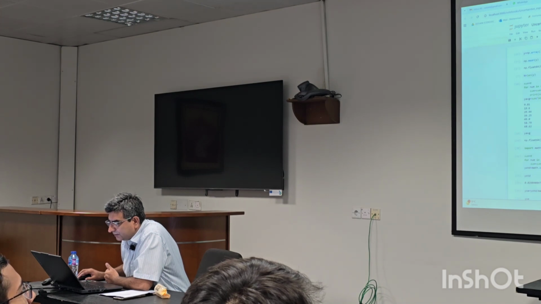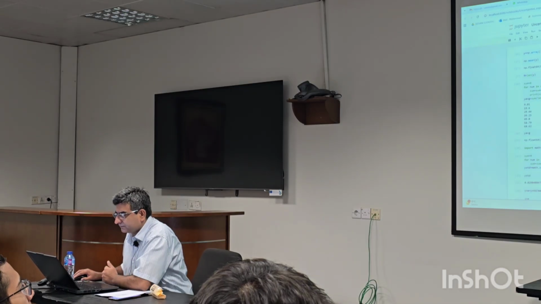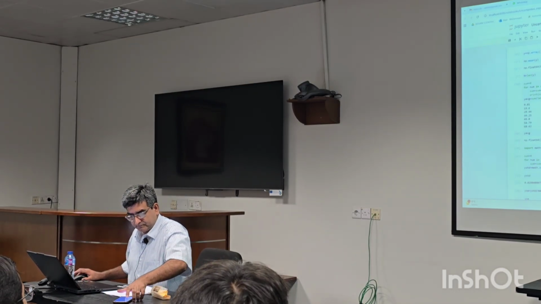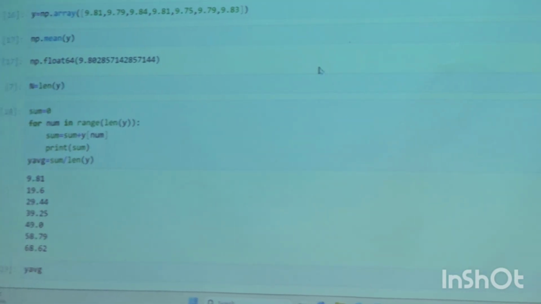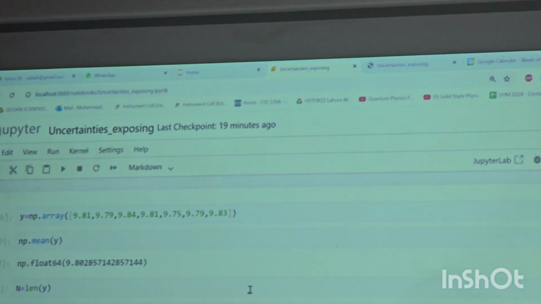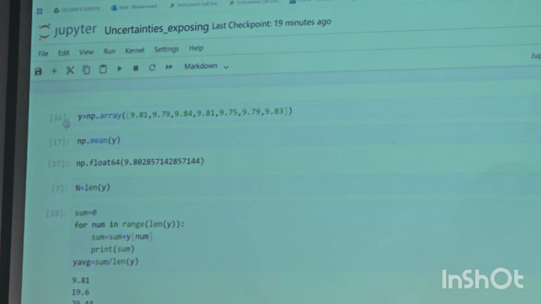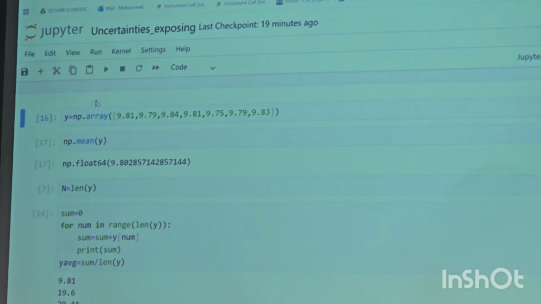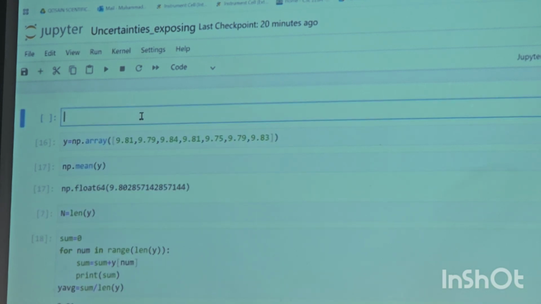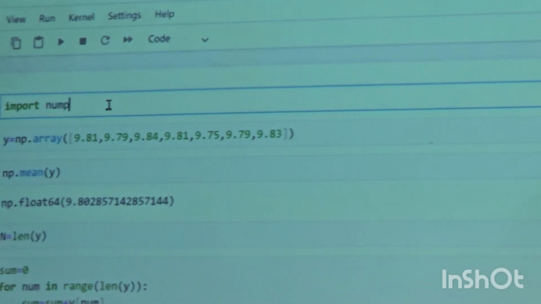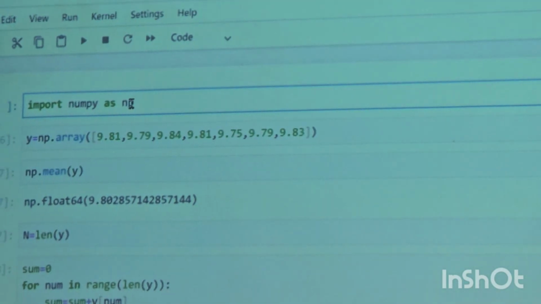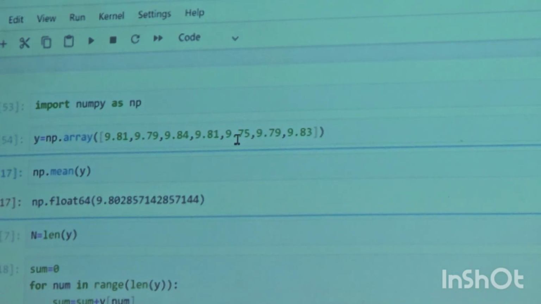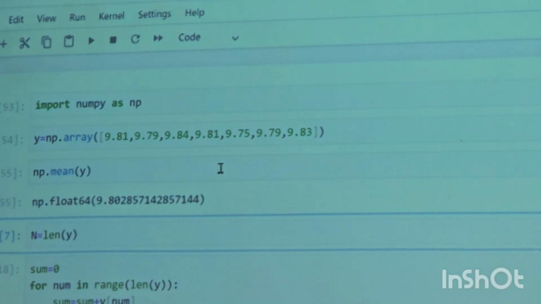So I create this array of this data. So this is my data. The mean of this data is this very long sequence of numbers.